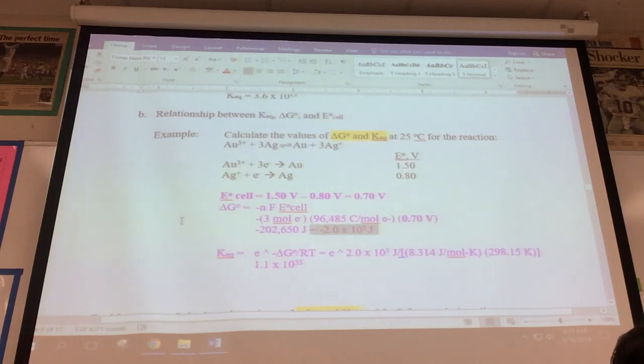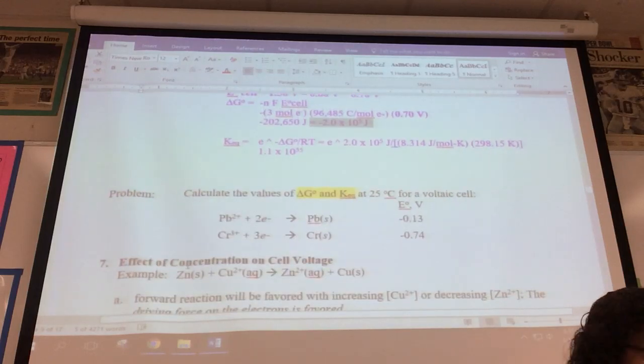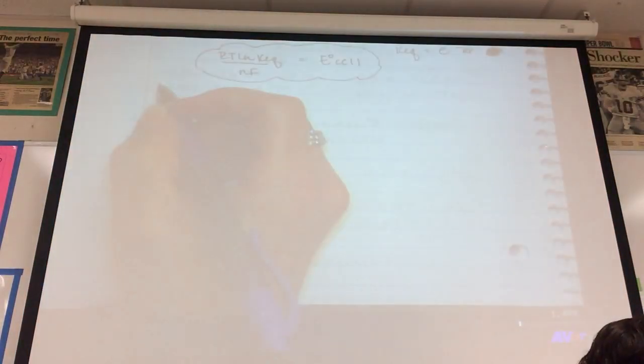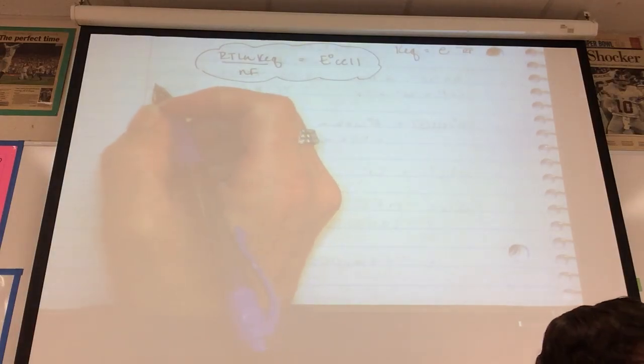Here is your delta G in joules. Keq, and this you've seen before as well. Just watch the sign. You've got a negative times a negative, which is a positive. There's your Keq value. Let's take a look at the problem and see if we can work it. I think you will be pleasantly surprised with how simple it is.